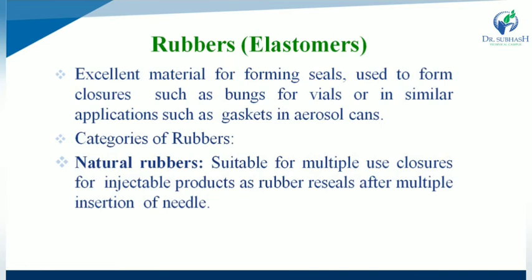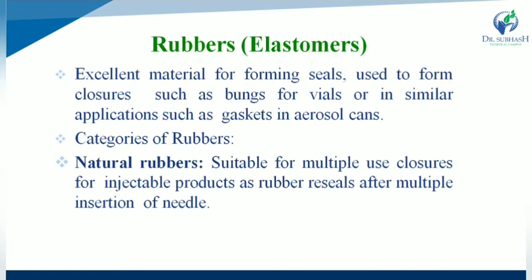What about rubber? Rubbers are also known as elastomers, right? Rubber is an excellent material for forming seals, and is most widely used to form closures like bungs for vials or in similar applications such as gaskets in aerosol cans. So rubbers and elastomers are the same. What are the properties of rubber? It is an excellent material very useful for forming seals, used to form closures like bungs for vials, and also useful for preparation of gaskets in aerosol cans.